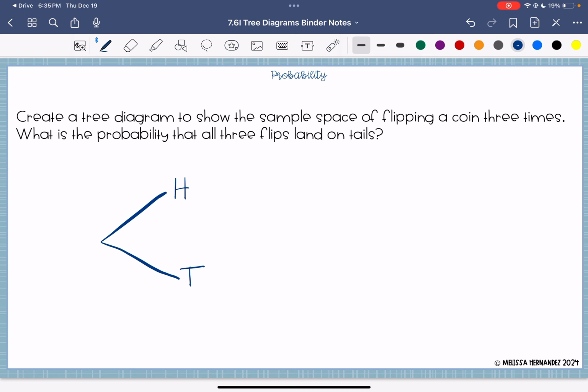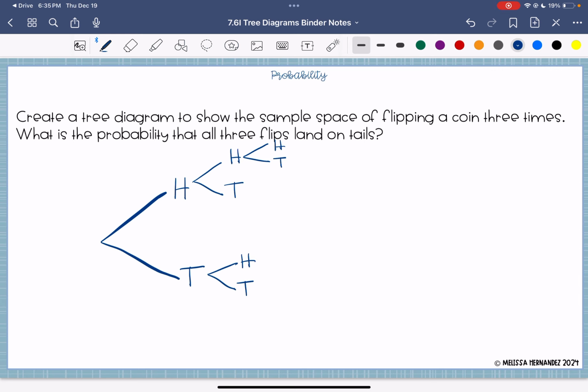Now, on the first flip, if you landed on heads, you can also land heads or tails on the second. It's not like you can't land on heads the second time. On the first flip, if you land on tails, the second flip, you're allowed to land on heads or tails. So right now, I've given only 2 flips. It says 3 flips, so we're going to do it again. First time you can land on heads, the second time you can land on heads, and the third time you can land on heads or tails.